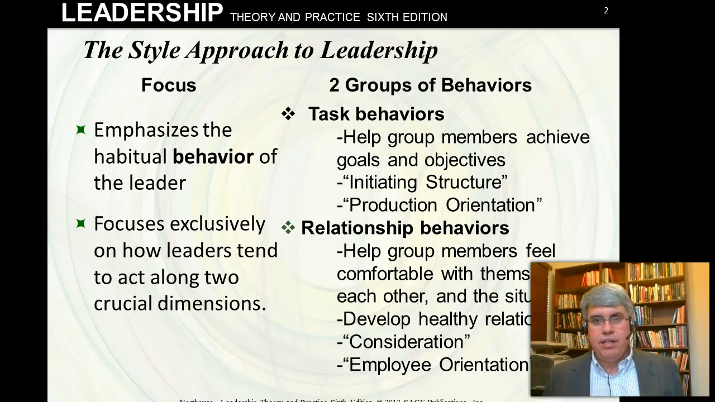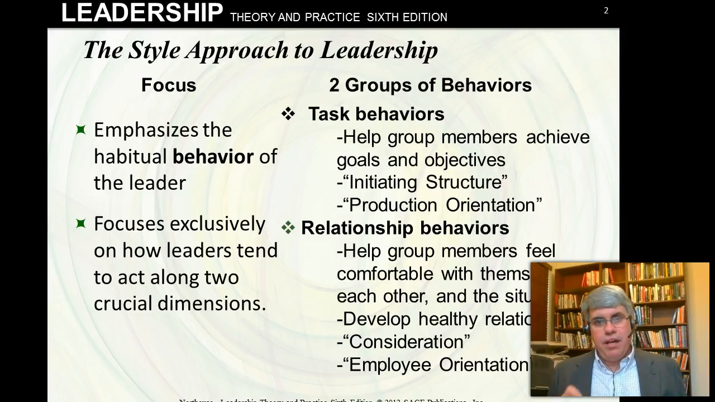The first category is task behaviors, and that's the idea of getting the work done. Whatever the group is supposed to be doing, that's what its task is. It's helping group members achieve goals and objectives. Whatever we've defined the goal of the group to be, if we do something to help them achieve that goal, that's a task behavior. Sometimes the task behaviors are called initiating structure or production-oriented or work-oriented behaviors, but the idea is that there's going to be behaviors that the leader does that are primarily oriented towards achieving the goals or the task of the group.